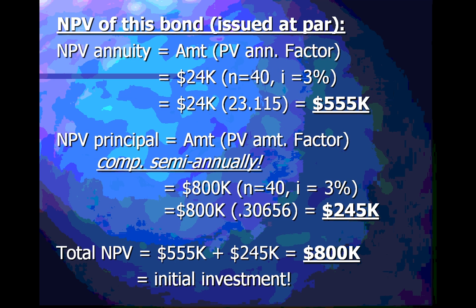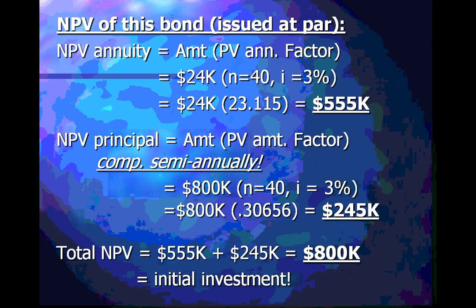So you've got to understand here, N became 40, I became 3. So if I was 6, we cut it in half because this is 3% every 6 months. Over here, it's going to be 40 periods because it's 20 years, but 2 periods a year. So you look this number up from N equals 40, I equals 3, and you come up with 23.115. This times this equals $555,000.